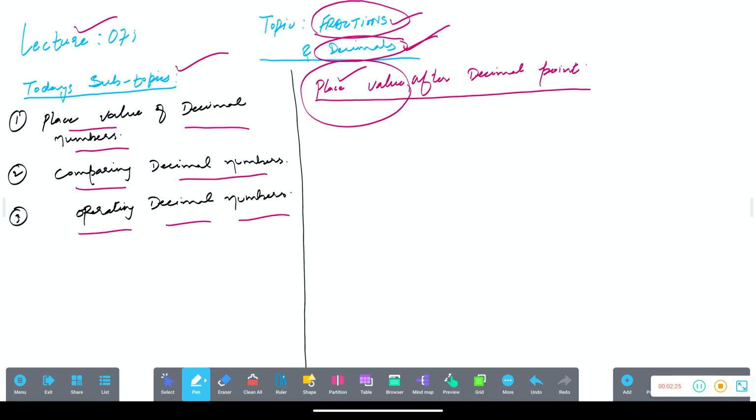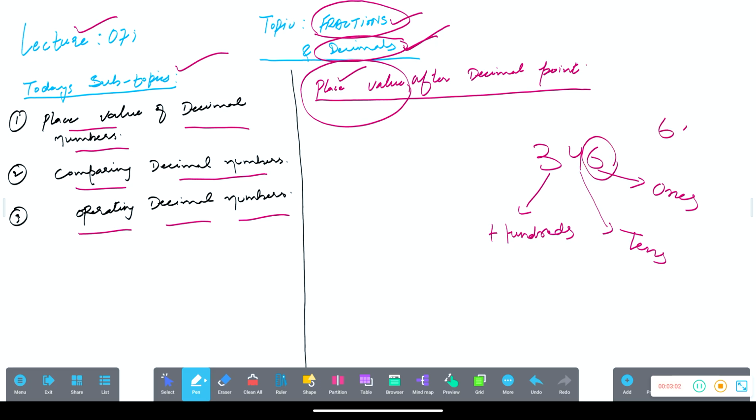But here you are already aware of the place values of numbers. Suppose I am writing a number here, 346. Here I am taking this number. You know that here 6 has the value of ones, the same way 4 has the value of tens, and this 3 has the value of hundreds. Now, what do you mean by this value? It means the 6 here is actually 6 multiplied by 1, which is equal to 6.